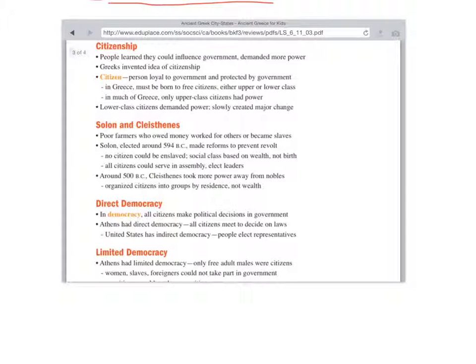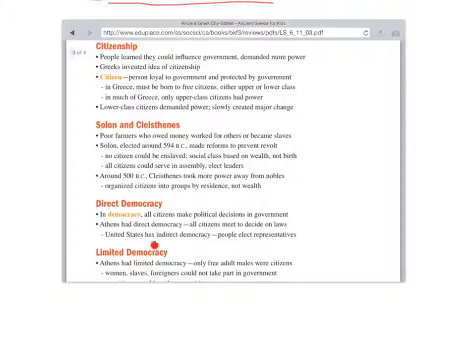Now, the idea of the tyrant led to the idea of citizenship. You have a person who wasn't happy and, having money and power, was able to convince people to believe in what they were saying. People learned that they could influence government, and they wanted that idea of citizenship. So the Greeks created this idea of citizenship and started the direct democracy in Athens. In a democracy, all citizens make decisions for the government. Athens had a direct democracy where all citizens would meet to decide on laws.